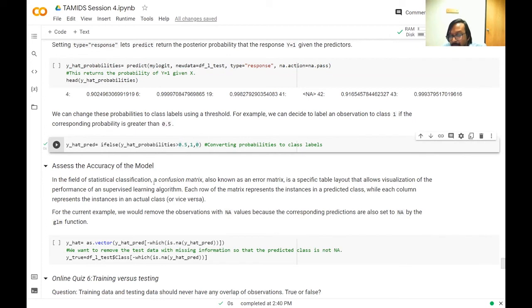So we look at something called a confusion matrix or an error matrix that has a specific table layout that allows us to visualize the performance. Each row of this matrix represents the instances in the predicted class, while the columns represent the instances in the actual class, or vice versa.